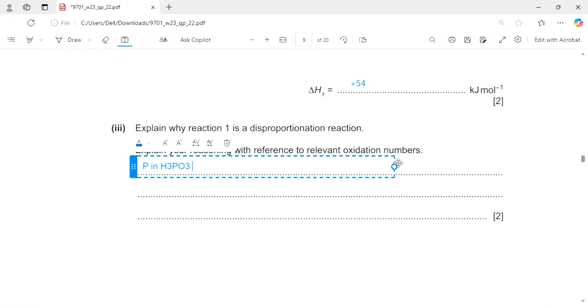So phosphorus in H3PO3 is both oxidized and reduced.